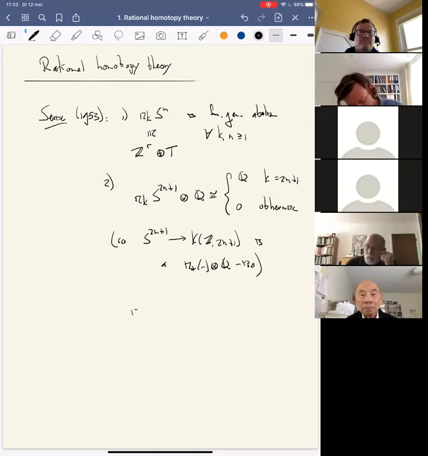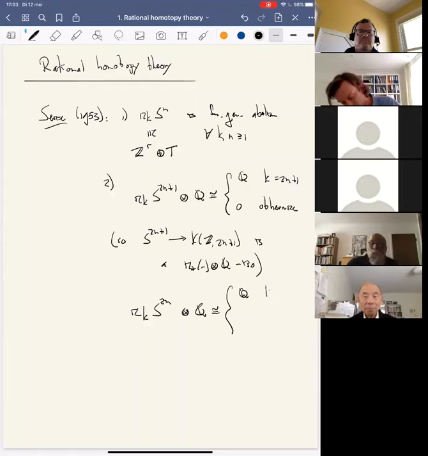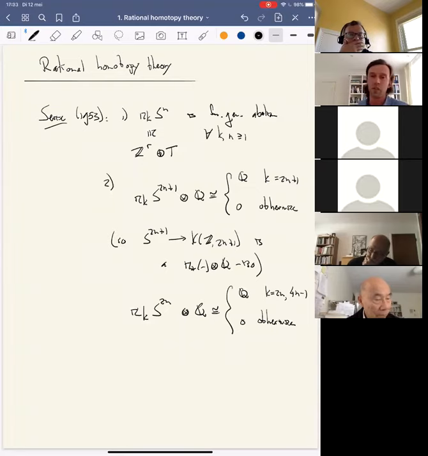For even spheres, the situation is only mildly more complicated. There's just one extra group. So we show the following thing. It's again Q in the expected degree 2n, and there's another Q up in degree 4n minus 1, and 0 otherwise. So in other words, there really is very little sort of torsion-free stuff in the homotopy groups of spheres. Most of it is torsion, of course. All right. And the proofs of this, well, of course, in some sense, the method is more interesting than the result here.